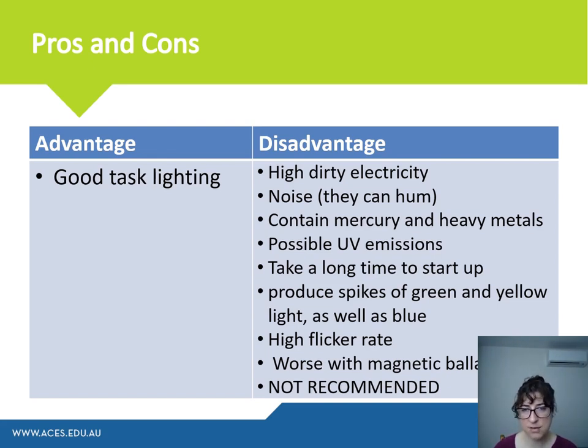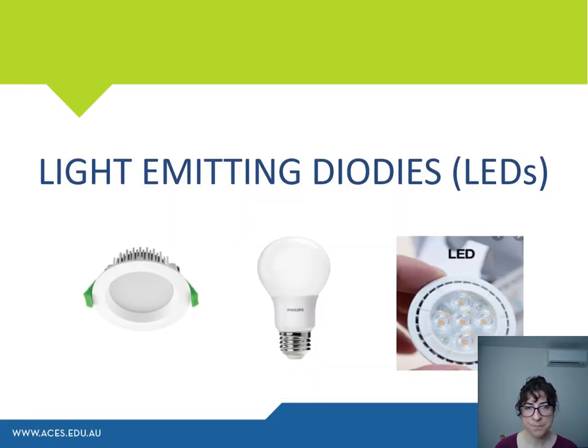Possible UV emissions, they take a long time to start up. They have the spikes of the blue and green light. If you remember, these are the really spiky spectrum, so really intense bursts of specific spectrum of the light. High flicker rate, and worse with magnetic ballasts. We don't recommend these at all. So essentially this is something that's really easy. You don't need to test. You can go around, take a look at where the CFLs are, and automatically recommend something else, and it will have a huge impact.